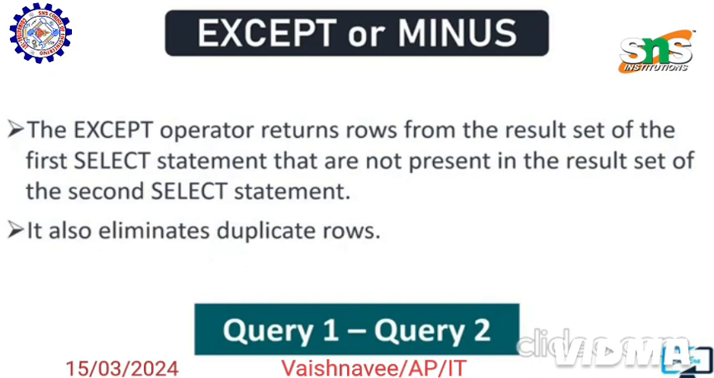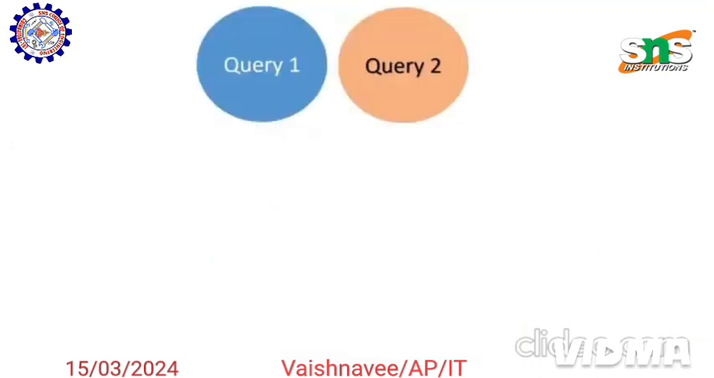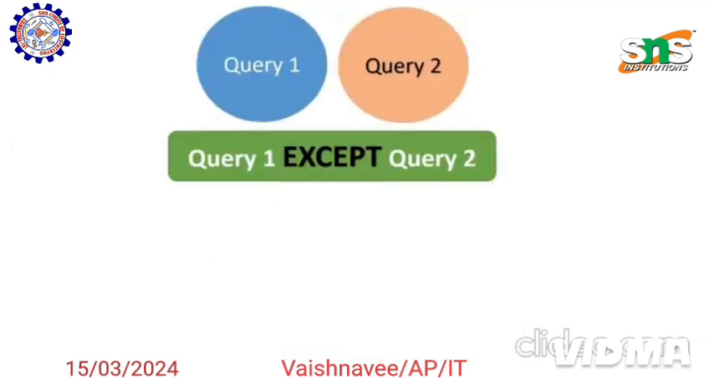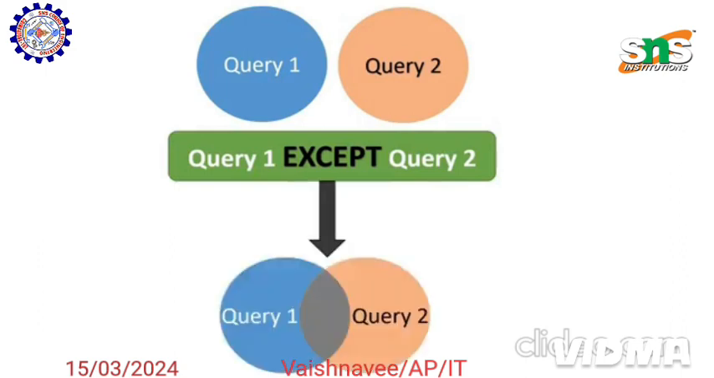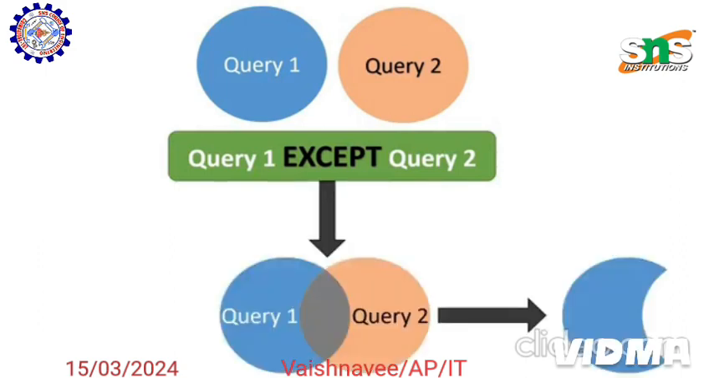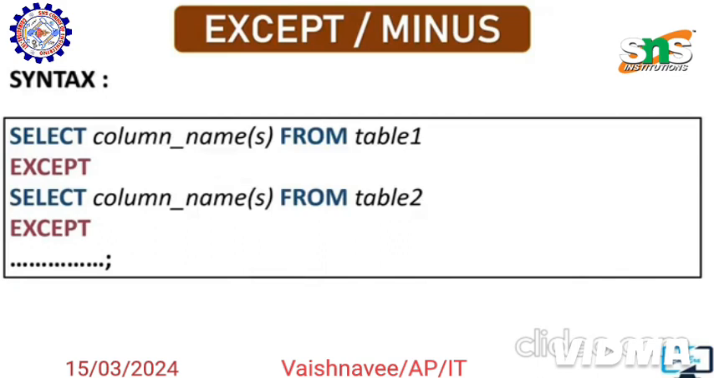Here consider query 1 and query 2, query 1 except query 2. So it will give the data that are in query 1 and not in query 2. So: select column name from table 1, except or minus, select column name from table 2. You can give except or minus.